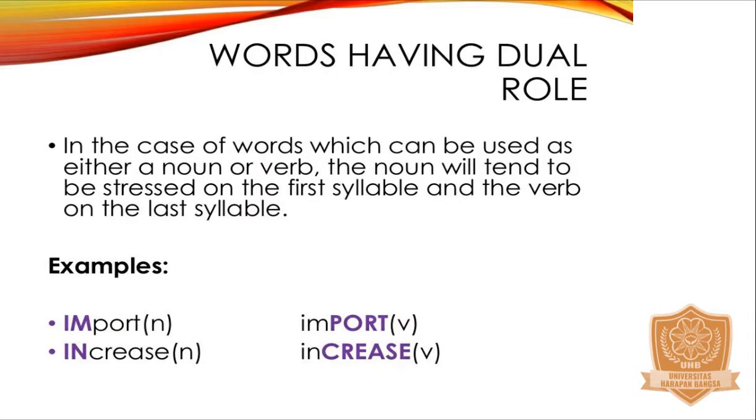The next rule is words related to dual role. The words having dual role. In the case of words which can be used as either a noun or a verb, the noun tends to be stressed on the first syllable and the verb on the last syllable.